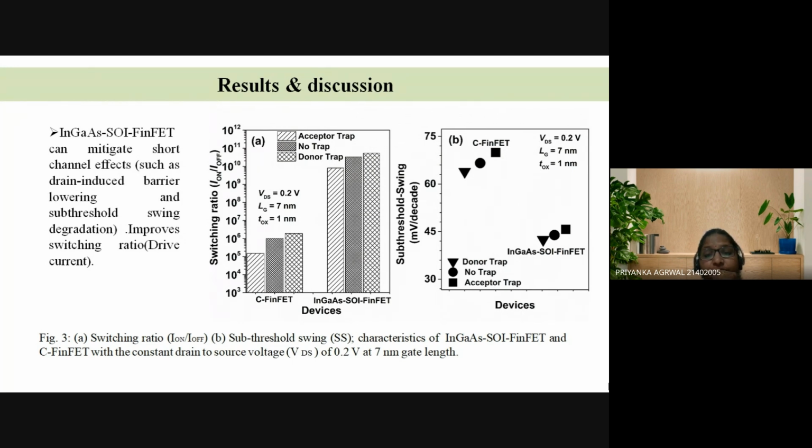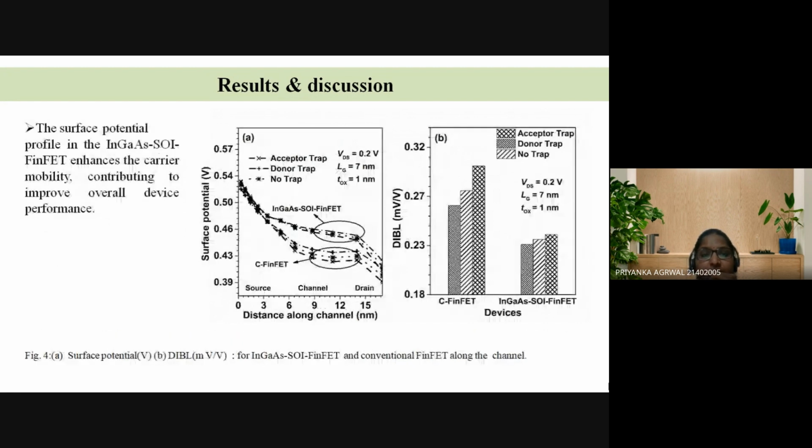And in figure B, we can also see the sub-threshold swing. That is also a kind of short channel effect. It is also improved in the indium gallium arsenide SOI FinFET. Sorry, it is minimized because it is a kind of short channel effect.